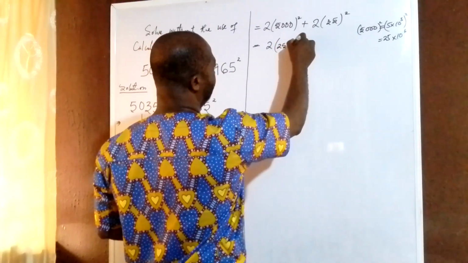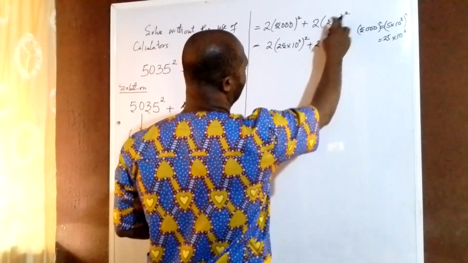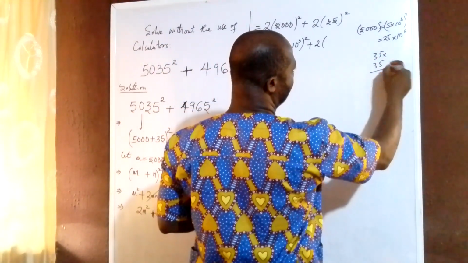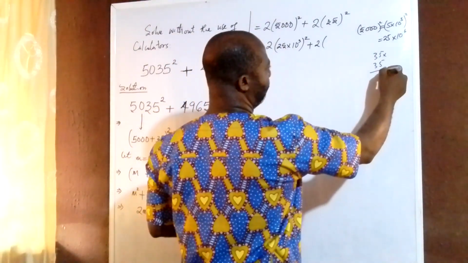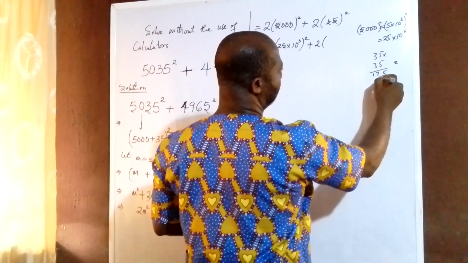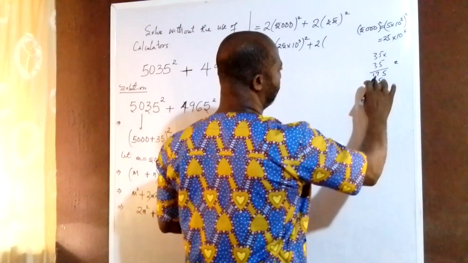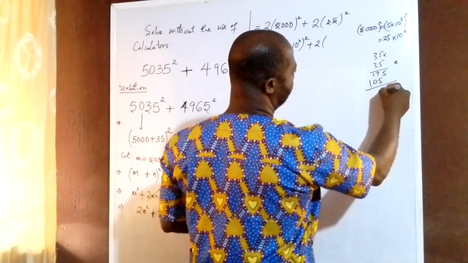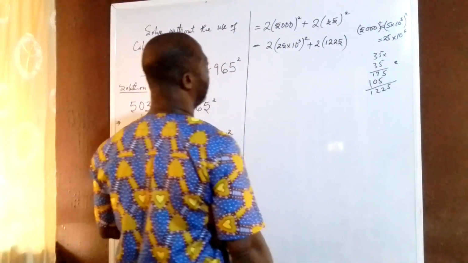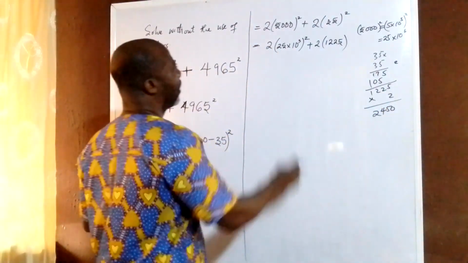So let me use standard form. I have 2 times 5 times 10 to the power of 3 all squared, plus 2 times 35 squared. 35 times 35 will give me 175, then I have 105, so this will be 1225. Okay, so I'm going to multiply this by 2 to give me 2450.